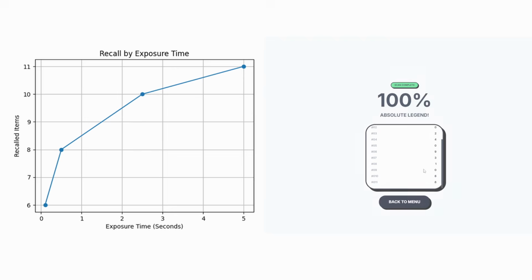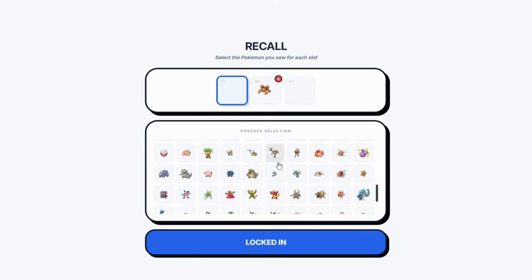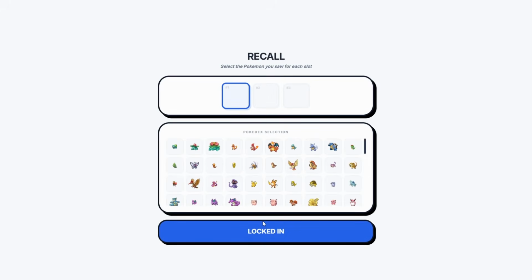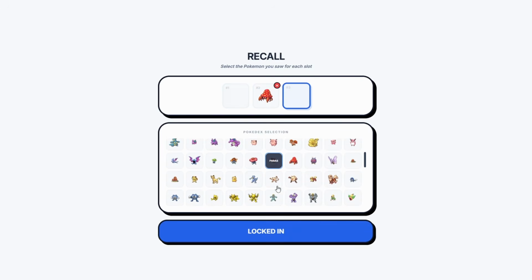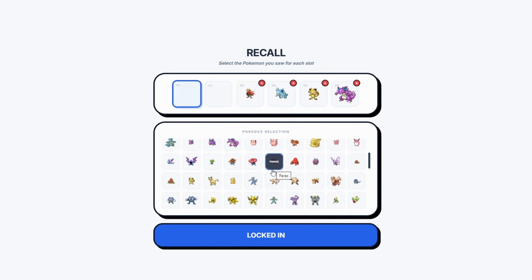Yes! Also, for a fun comparison, I tried doing this test with Pokemon images, but I could only remember 1 or 2 Pokemon from 0.1 seconds. Oh, I saw Paris. That's all I remember. And upwards of 6 Pokemon with 5 seconds. Elam. And then it was Golem.